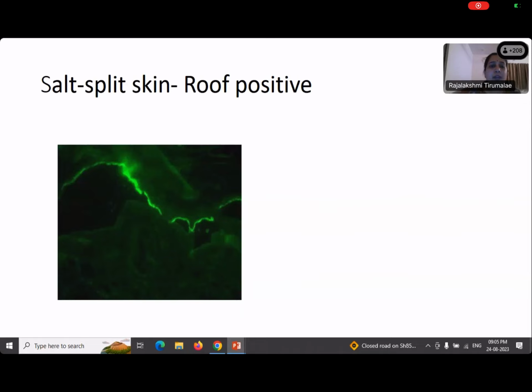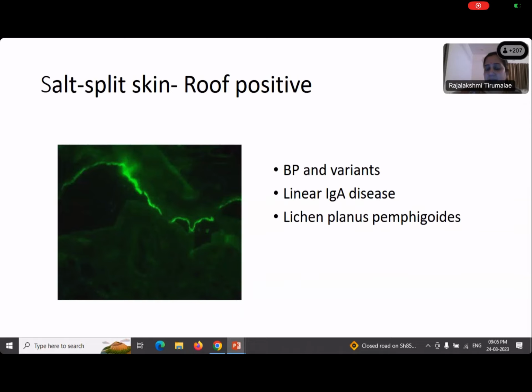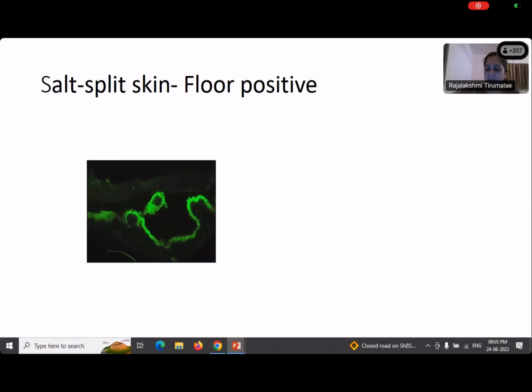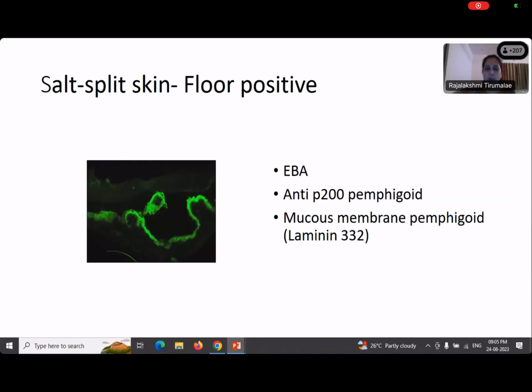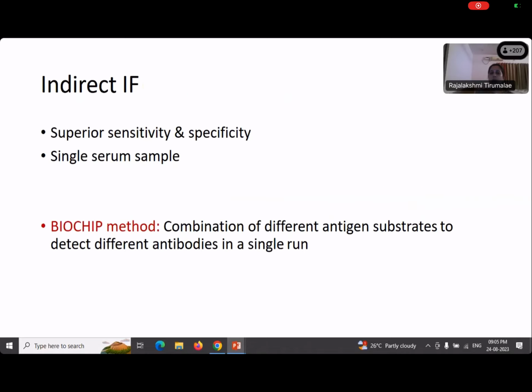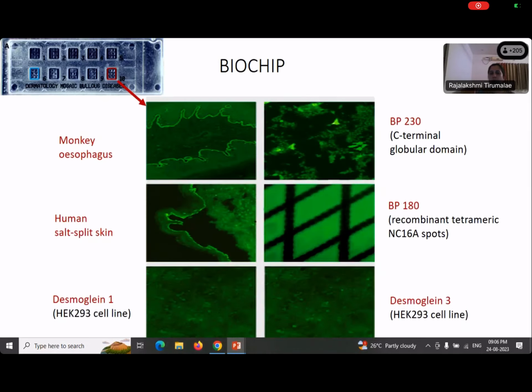Okay, now here, this is what we call a roof pattern, which is seen in BP, linear IgA, and certain other diseases. And this is the floor pattern, which is seen in epidermolysis bullosa acquisita and certain variants of pemphigoid. Now, this can be quite cumbersome to do, right? So what we do in our setup is what is called the biochip method, where you use a single serum sample and it has superior sensitivity. You can pick up many conditions together. So what is this biochip mosaic?